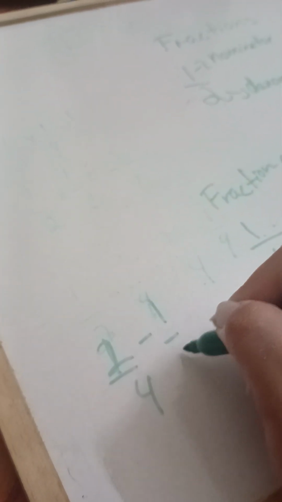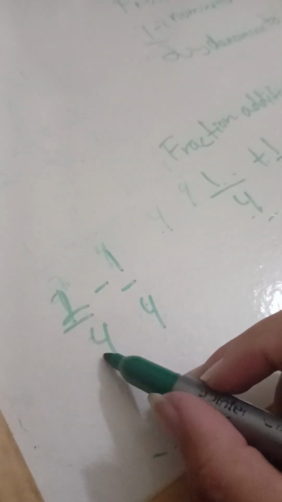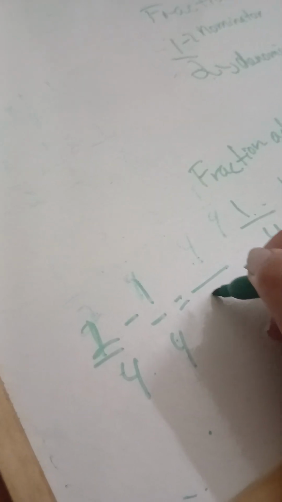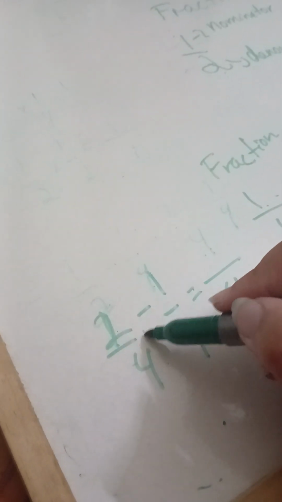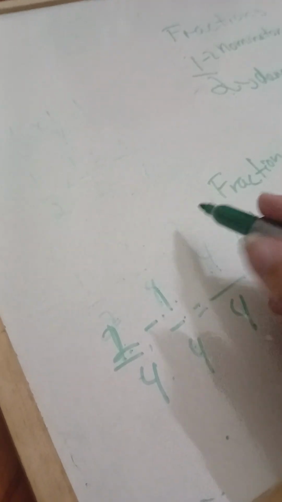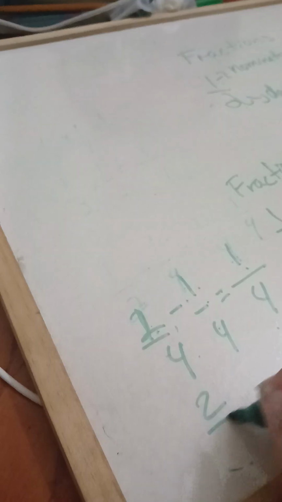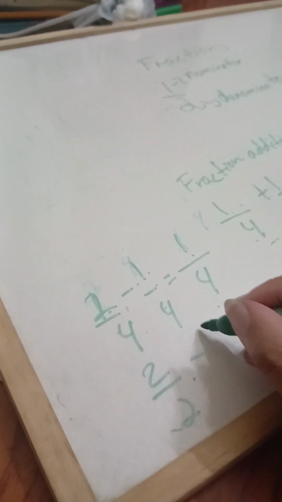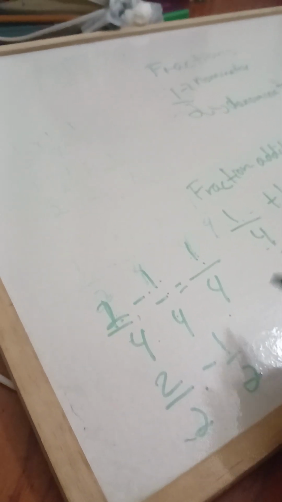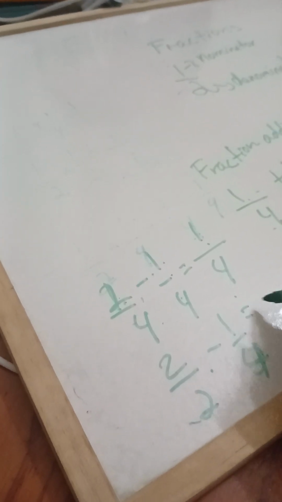Okay? Now let's do subtraction. In subtraction, it's the same. 2/4 minus 1/4. We have a common denominator, so we keep it. You keep the denominator and make the subtraction. 2 minus 1, 1. 1/4. So what happens if the denominators change, like 1/2 minus 1/4?